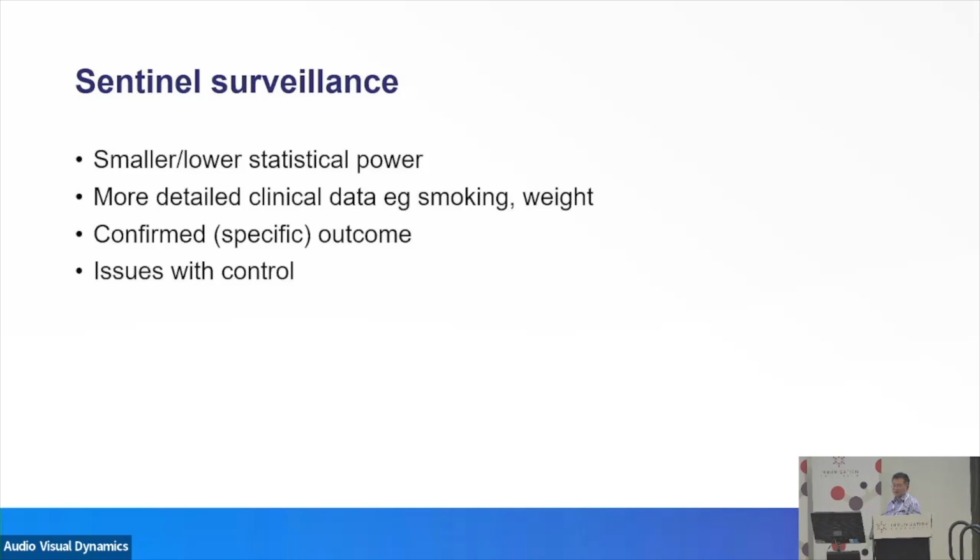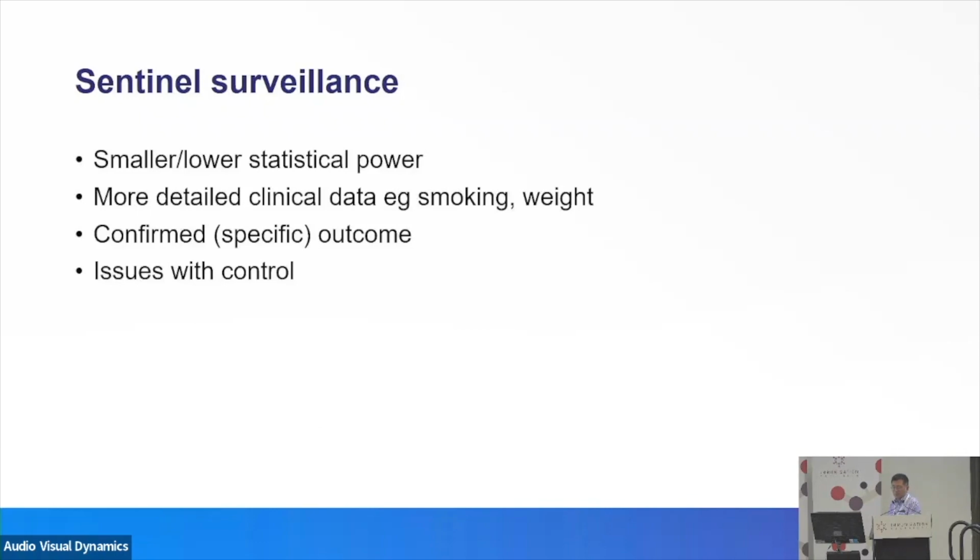So sentinel surveillance systems are much smaller and have much lower statistical power. And that actually impacts on the timeliness, because if you need to accumulate a whole lot of patients, you have to wait a lot longer. But that does provide the opportunity to collect a lot more clinical data that you wouldn't be able to pick up from an administrative data set, such as smoking and body weight, for example. And we have a very specific outcome, so we can actually confirm that there is a PCR confirmed hospitalization, can work out whether it's incidental and so on.